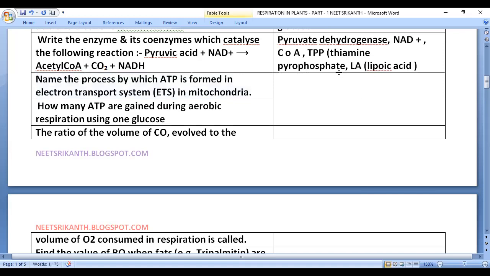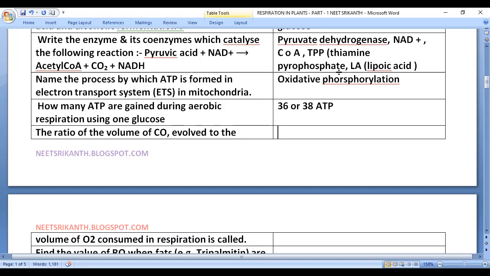Name the process by which ATP is formed in the electron transport system in mitochondria. Oxidative phosphorylation. How many ATP are gained during aerobic respiration using 1 glucose? 36 or 38 ATP.